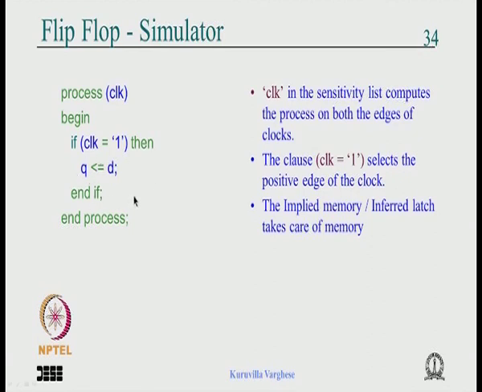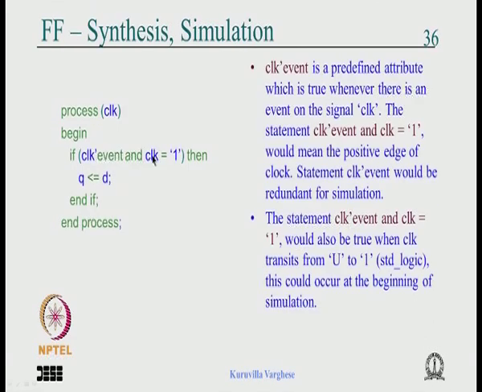So there is a compatibility problem with this code. This works, it is a flip flop for the simulator, but it is a latch for the synthesis tool. So essentially to write a flip flop for the synthesis tool, you need to bring in the event on the clock, and that is by specifying it like this. You say clock tick event, that is any event on the clock, and clock is equal to 1, Q gets D, end if.